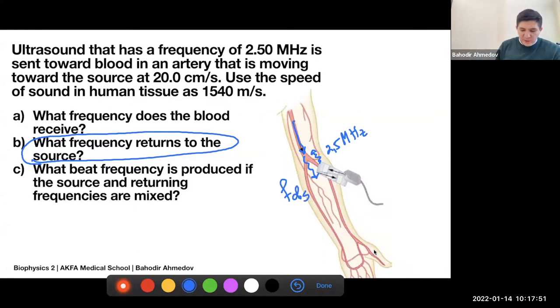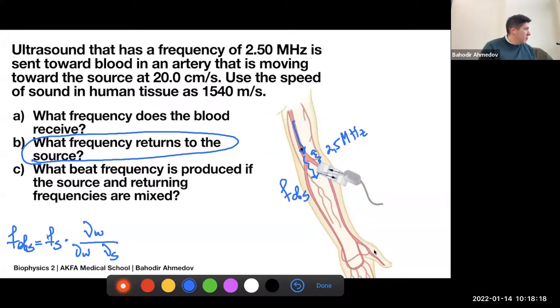The formula is going to be like this. The frequency observed is equal to the frequency of the source multiplied by the speed of the wave divided by the speed of the wave plus or minus the speed of the source. So you put plus if the source of the sound, or the source of the signal, is moving away, and you put minus if it moves towards the observer. Could you please calculate this?